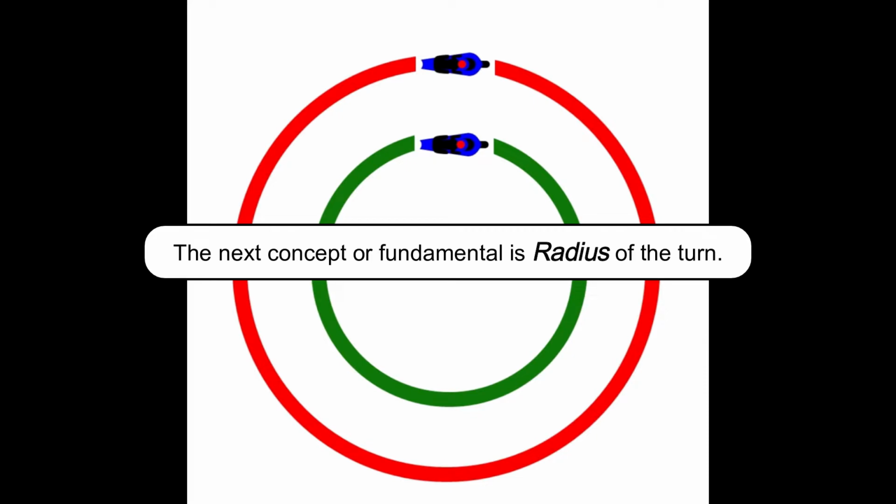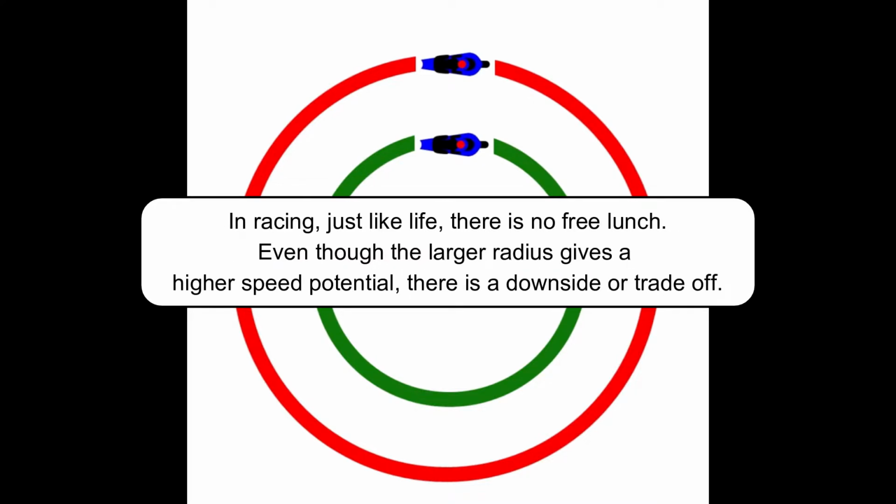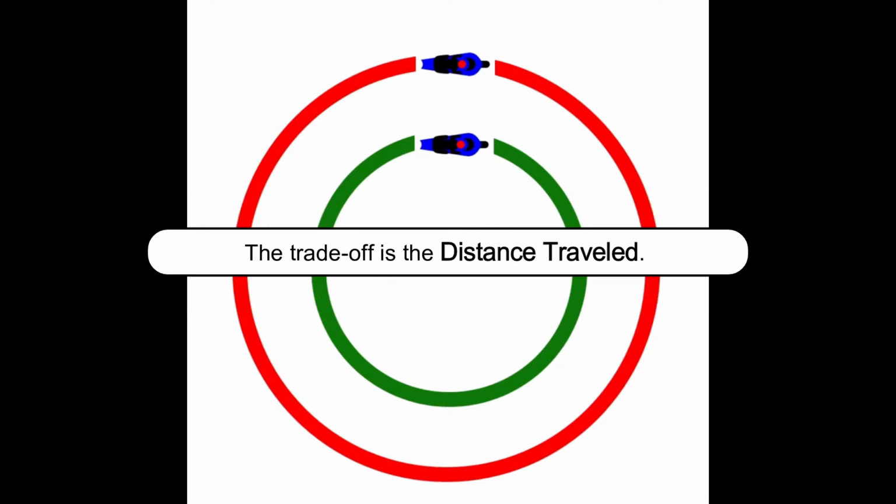The next concept or fundamental of motorcycle motion is the radius of the turn. Most riders already know that a larger radius, like the one shown here in red, will have a potential of a higher speed than the smaller green circle. Here's an important point about radiuses, because in racing, just like life, there is actually no free lunch. If you gain something, you have to make a trade-off for something else. Even though the larger radius gives us a higher speed potential, there is a downside or a trade-off. The trade-off or downside is distance traveled.